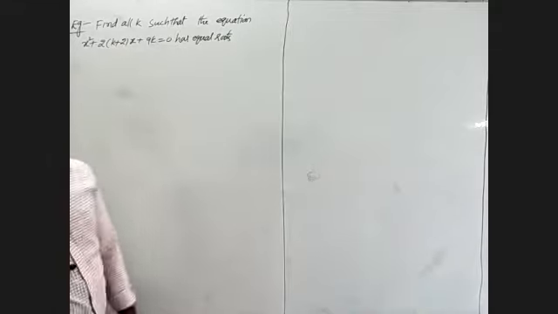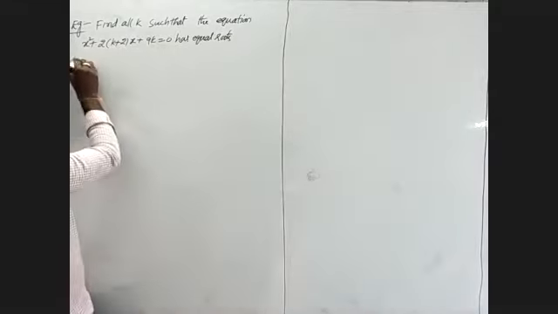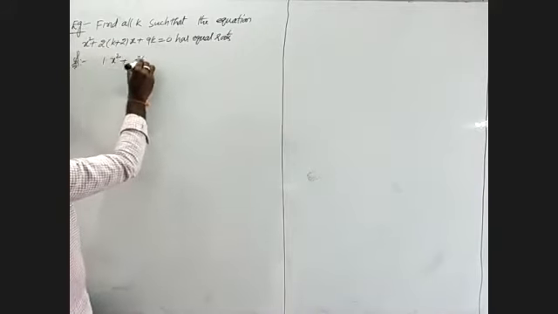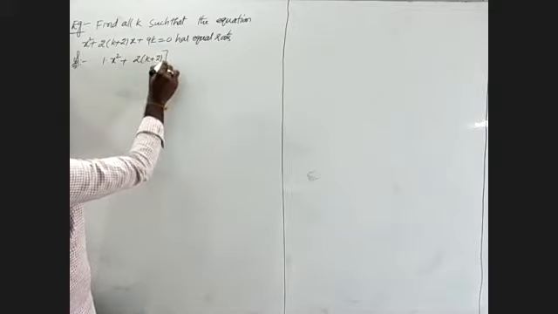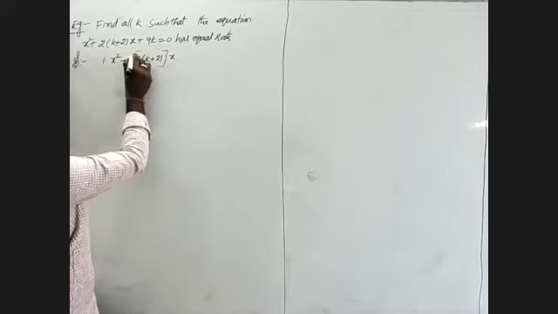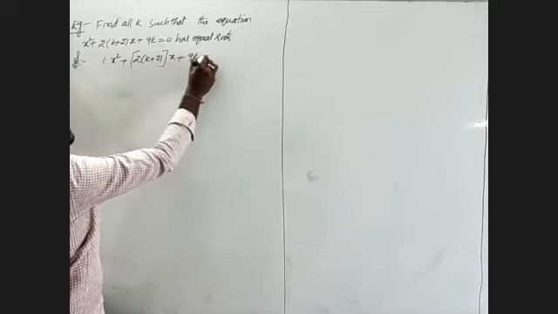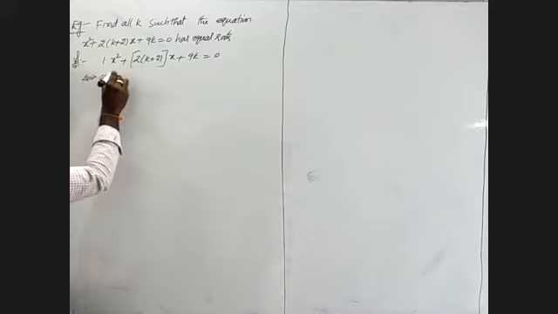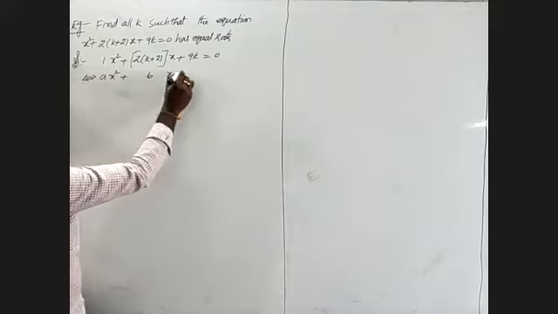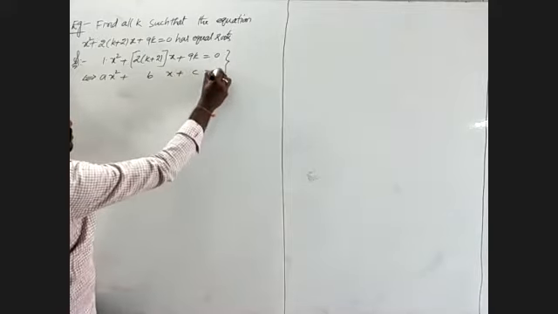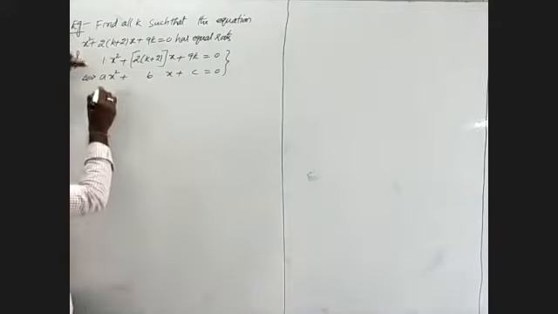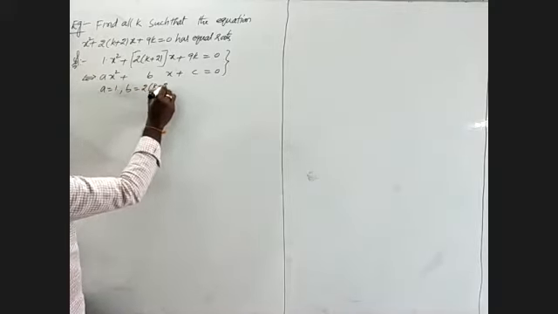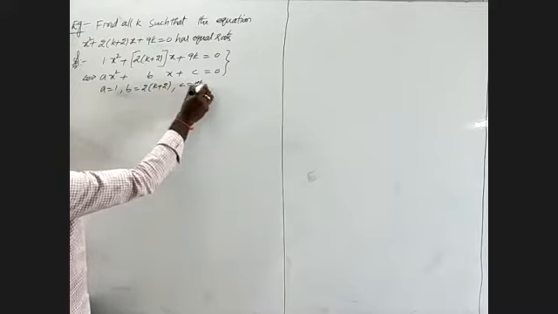We will observe in this one. First we'll write the given equation: 1 into x square plus 2 of (k plus 2) into x plus 9k is equal to 0. Given one can compare with ax square plus bx plus c is equal to 0. We know the values of a, b and c, where a will become 1, b will become 2 of (k plus 2), and c will become 9k.